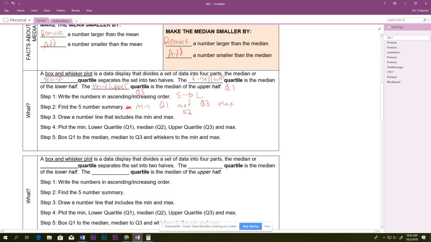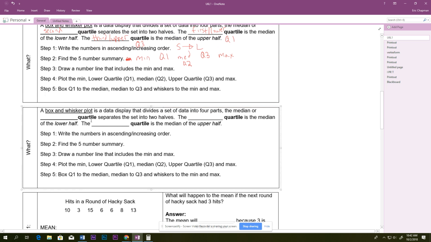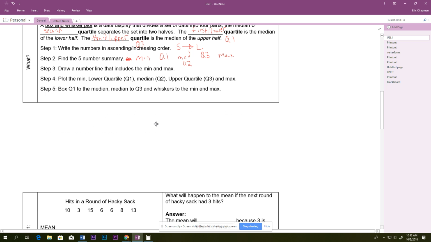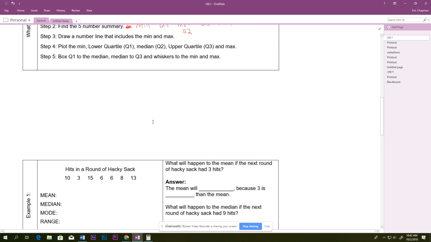Then we're going to draw a number line that includes the min and the max. We're going to plot our minimum, our lower quartile, our median, our upper quartile, and our max. And then we're going to draw a box from Q1 to Q3, and our whiskers are going to be our min and our max. Okay, so that is what we do for that. You are going to complete that part using Canvas, both Canvas 2 and Canvas 4.